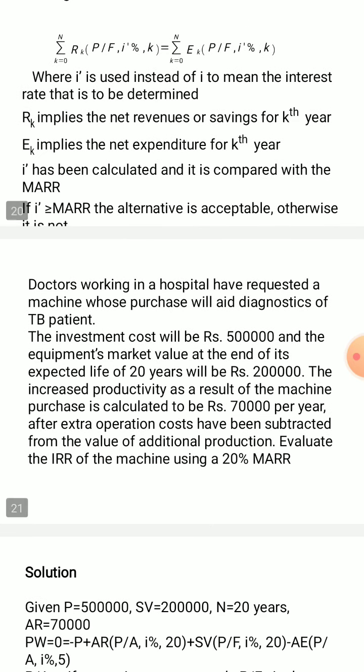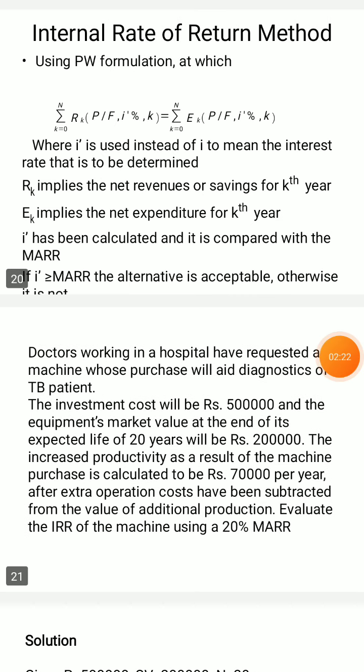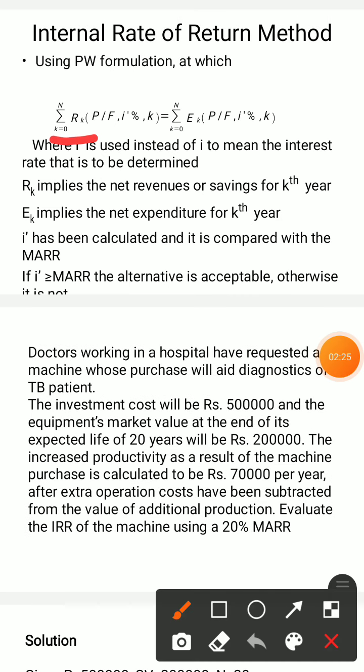Here we go through the first numerical from the last video. In this interest rate of return, we have to find out the particular interest rate at which this cash outflow and cash inflow are equal. So here this I dash is nothing but the internal rate of return.